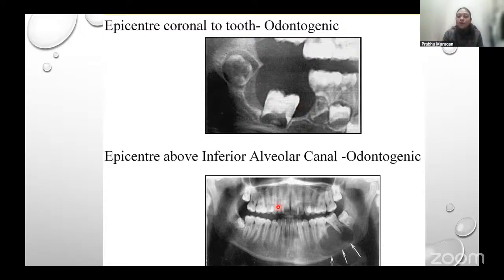So this can be distinguished with the help of your inferior alveolar canal also. If the lesion is present above the inferior alveolar canal, where your teeth are present, then it is odontogenic in nature. Below the inferior alveolar canal means it is non-odontogenic in nature. Sometimes it can be seen involving the inferior alveolar canal also, and that time it will be neural or vascular in origin.